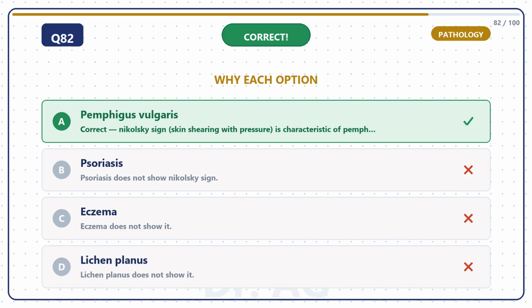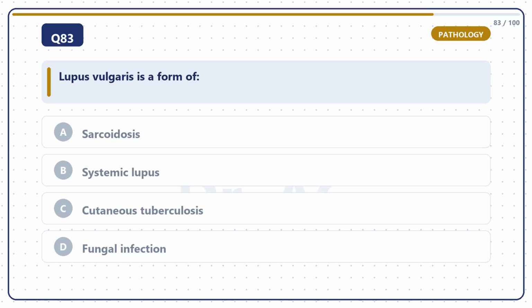Correct. Nikolsky sign, skin shearing with pressure, is characteristic of Pemphigus vulgaris. So, the right answer is option A. Pemphigus vulgaris. Question 83. Lupus vulgaris is a form of option A. Sarcoidosis. Option B. Systemic lupus. Option C. Cutaneous tuberculosis. Option D. Fungal infection.